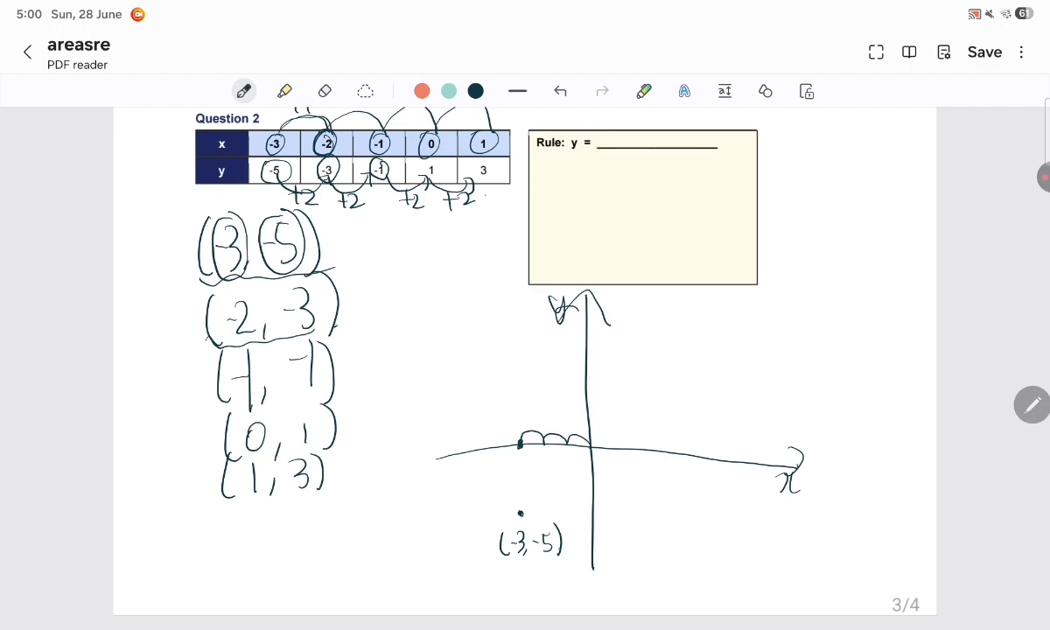And then next one, negative 2 here, and negative 3. And then minus 1, minus 1. And 0, 1 here, 1, 3 here. So if you connect those dots, it will look like this. So this is also a linear graph. It's also a line. Just because of my painting skills, it doesn't really look like that, but you know, it's just a straight line. But it's a bit different.